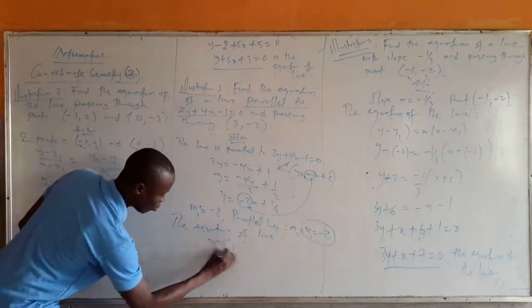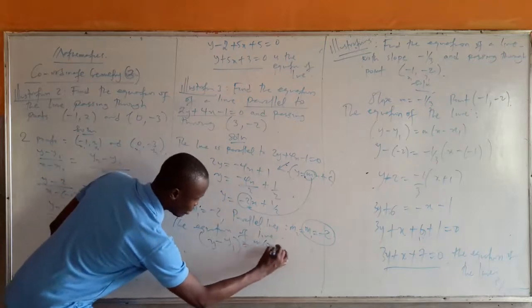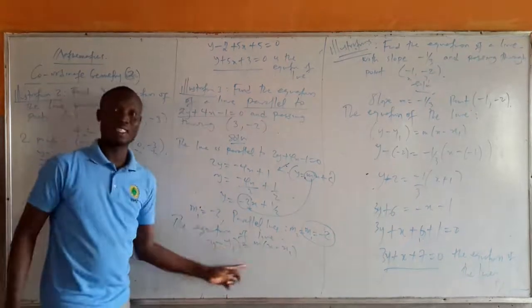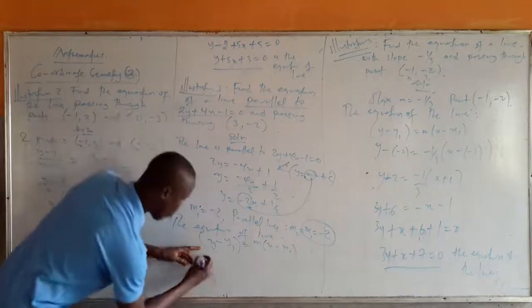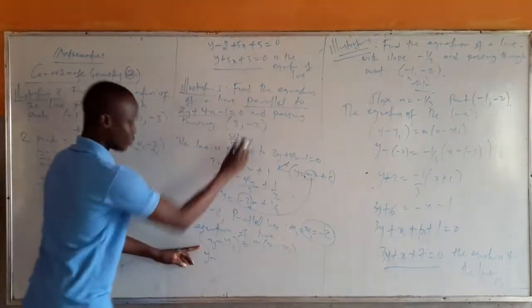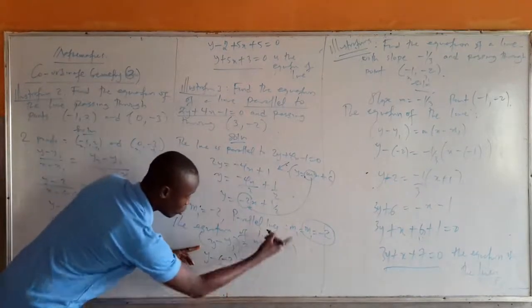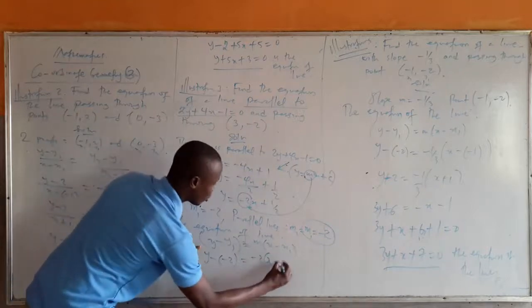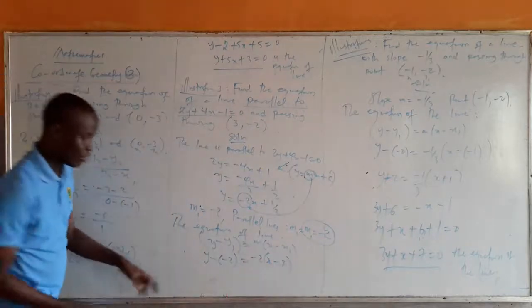Will be y minus y1 equals m into x minus x1. This is when we are given a point and the slope. Okay? So we have y minus, what's y1? y1 is minus 2, equal to minus 2 into x minus 3.